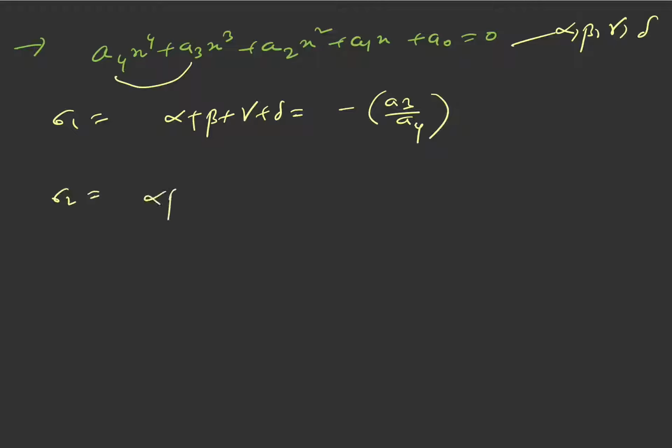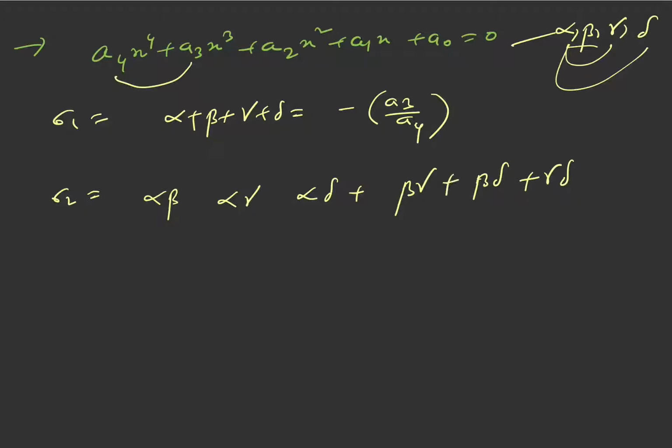Now see, you can take alpha beta, right? Now you can take alpha gamma, you can take alpha delta. Next you can take beta gamma, you can take beta delta, and you can take gamma delta. So these are all the possible sum of roots taken 2 at a time, right? So alpha beta, alpha gamma, alpha delta, beta gamma, beta delta, gamma delta, that's it. These are the sum of product of roots taken 2 at a time, and this will be equal to what? a2 by a4.